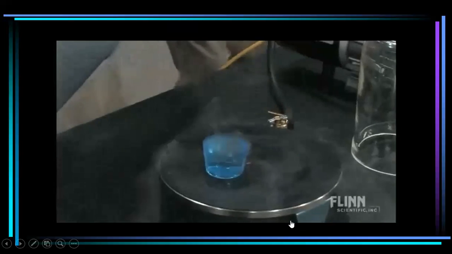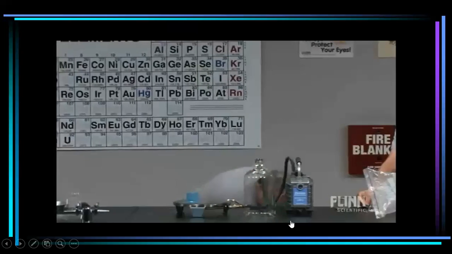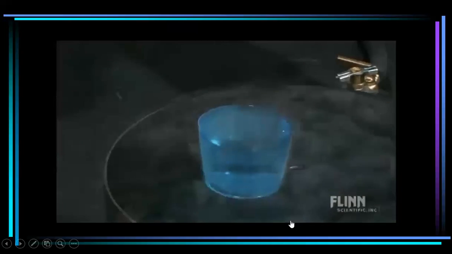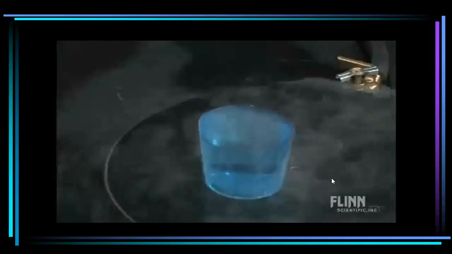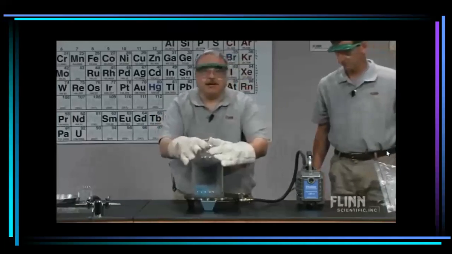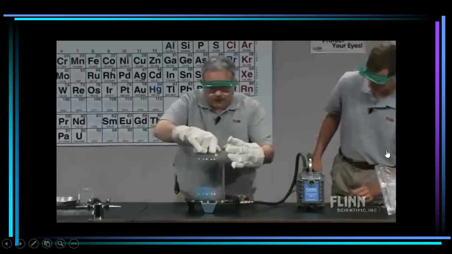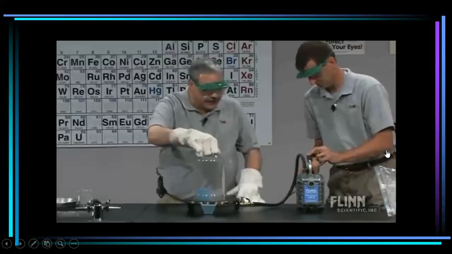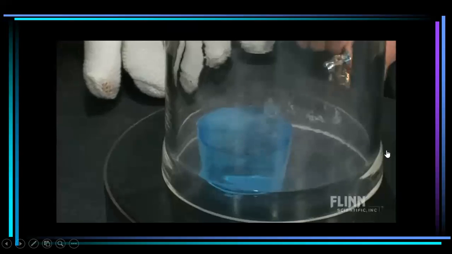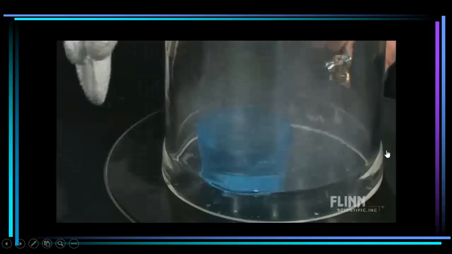So that by itself could offer a lot of demonstrations. But what we're going to do is reduce the pressure by using a vacuum pump. We're putting this bell jar on top, and we're going to turn on the vacuum pump, which is going to reduce the pressure. If we could have the camera just watching what's happening.